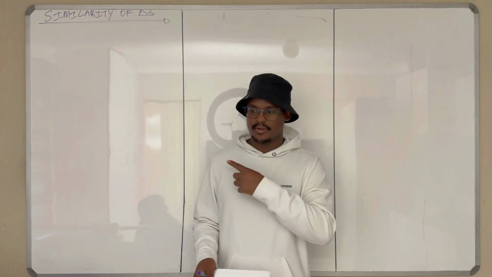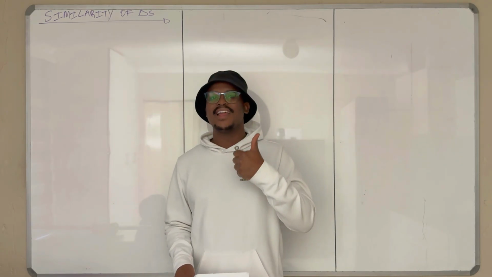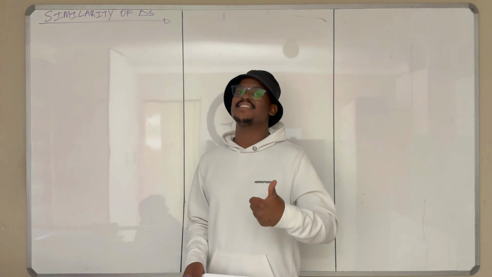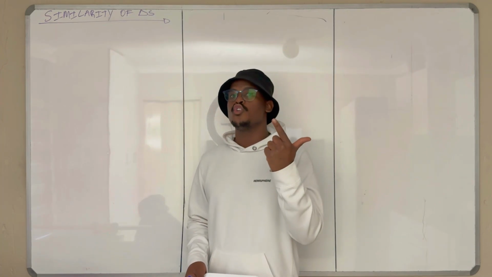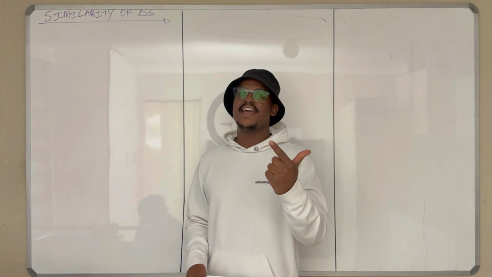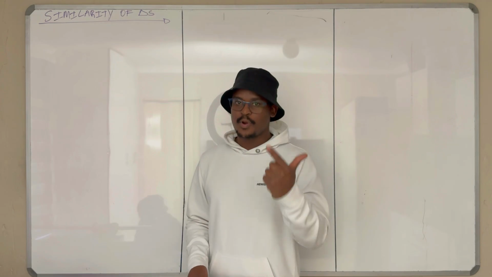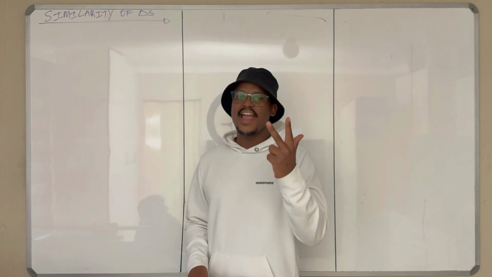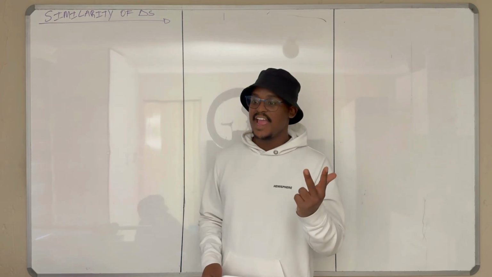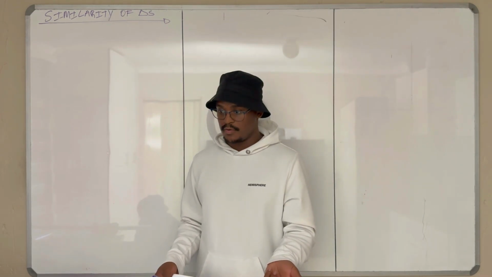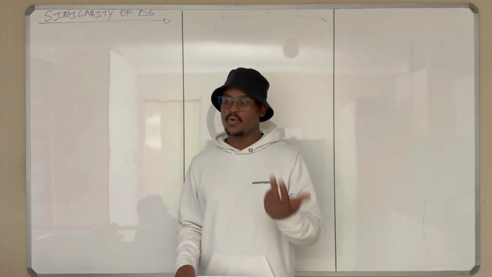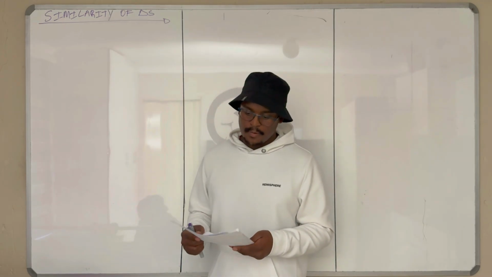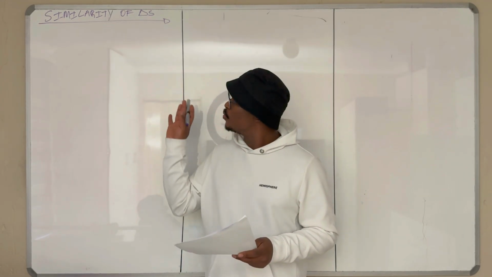Do you want me to write them down? One, show at least two pairs of corresponding angles are equal in measure. Two, you must show that all pairs of corresponding sides are in proportion. And three, you must show that two pairs of corresponding sides are in proportion and the included angles are equal. Those are the ways. So now we're going to be applying that to answer these questions.